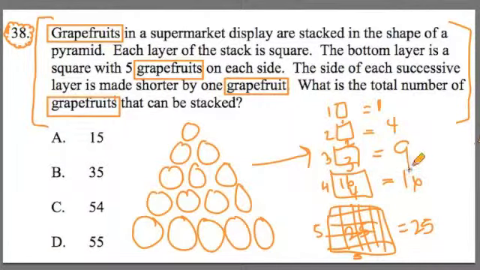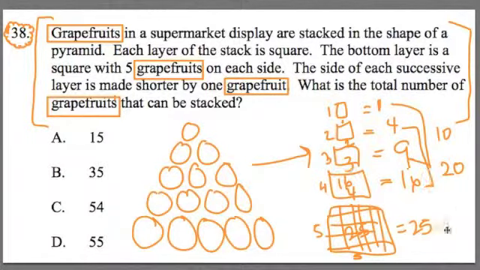We have to add these up, so I'm thinking 1 plus 9 is 10. 4 plus 16 is 20. 10 plus 20 is 30. 30 plus 25 is 55. All right, team, the answer here is D.